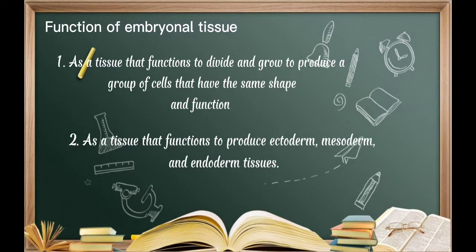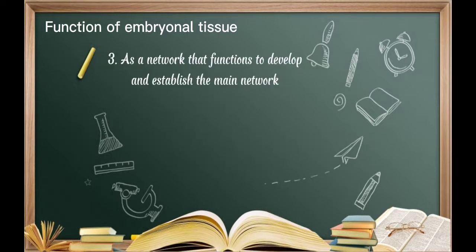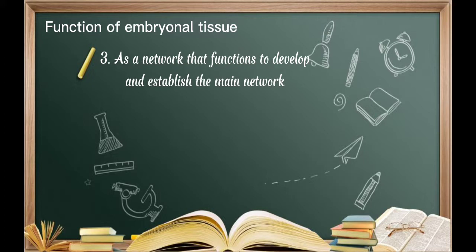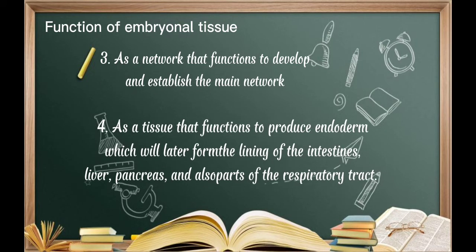The second, as a tissue that functions to produce ectoderm, mesoderm, and endoderm tissues. The third, as a tissue that functions to develop and establish the main tissues. The fourth, as a tissue that functions to produce endoderm, which will later form the lining of the intestines, liver, pancreas, and also parts of the respiratory tract.